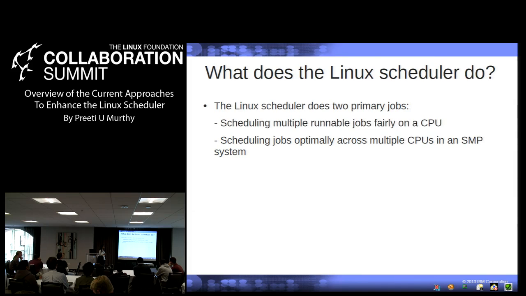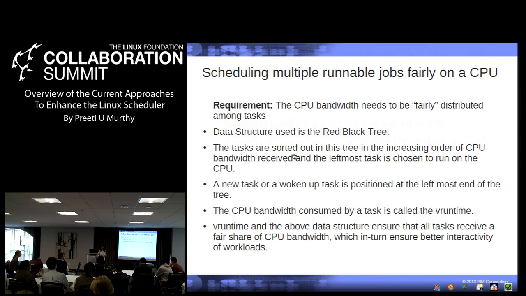So these are the 2 primary goals of the Linux scheduler. The completely fair scheduler, or the CFS scheduler, was designed to meet the first goal. It has to schedule jobs on the CPU fairly, in the sense that all of the jobs in the system get a fair share of the CPU. The second, with the introduction of the SMP systems, it was essential that the Linux scheduler have the knowledge of scheduling jobs across the CPUs as well.